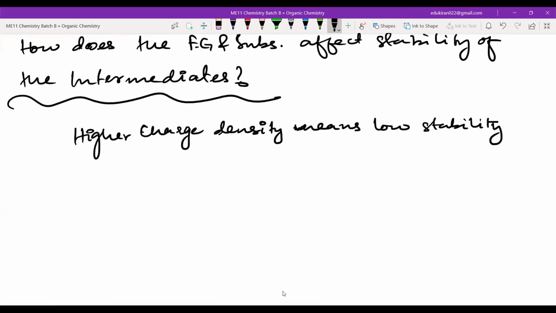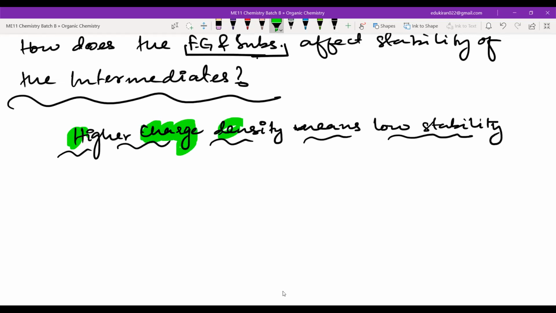That means we want to see how the functional group and the substituent are affecting the charge density of the intermediate. So for example, let me take an example of a carbon which has only hydrogens, and there is a negative charge here. What would have happened here?